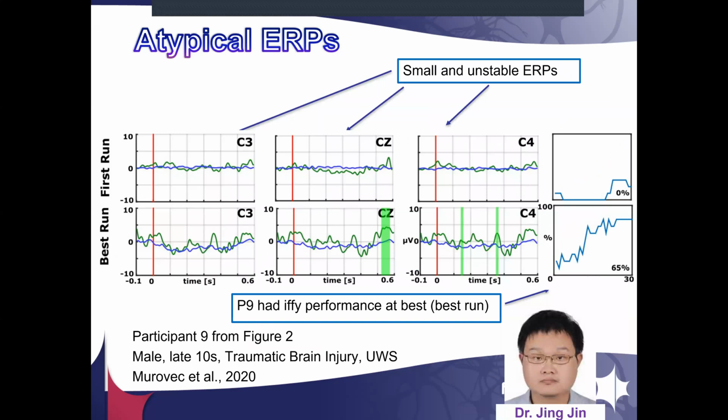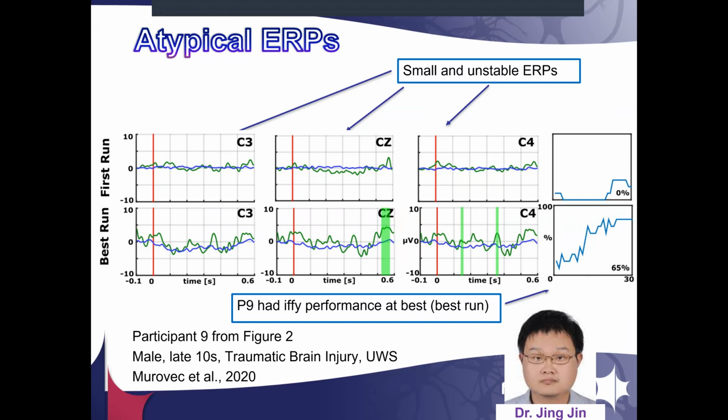And this is another example from the same paper. You can see that P9 had pretty good performance in his best run and terrible performance in the first run. So again, this is showing that if you record ERPs using the BCI task that we showed earlier, the vibrotactile task, and you do this over multiple runs, you get different results.